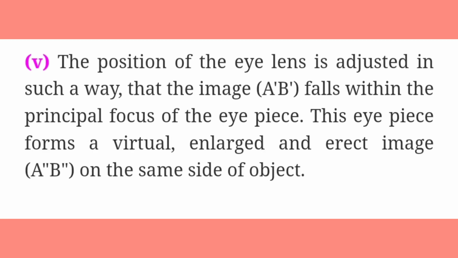Fifth point, the position of the eye lens is adjusted in such a way that the image A'B' falls within the principal focus of the eyepiece. This eyepiece forms a virtual, enlarged and erect image A''B'' on the same side as the object.